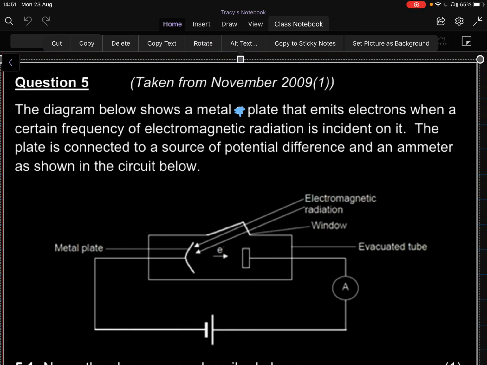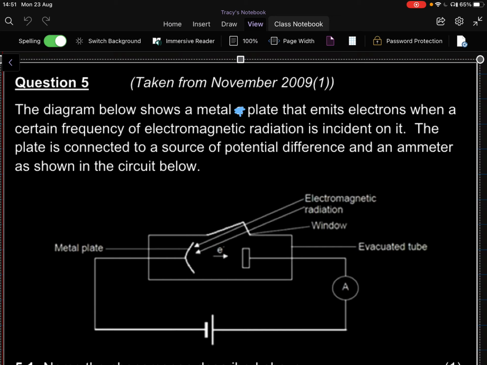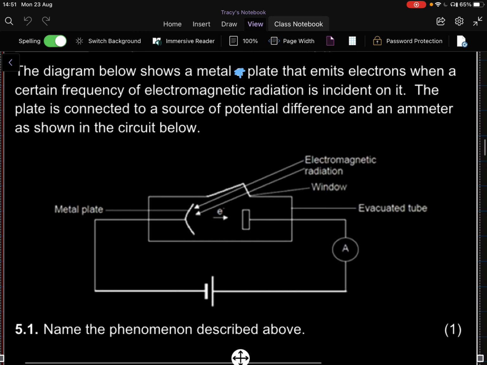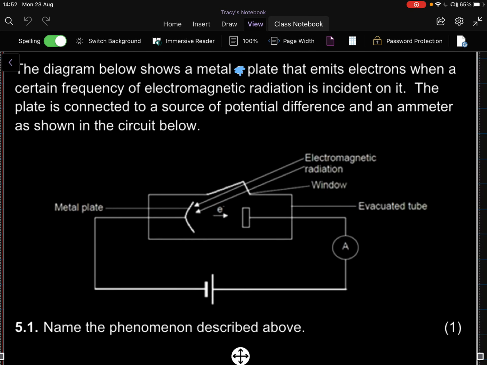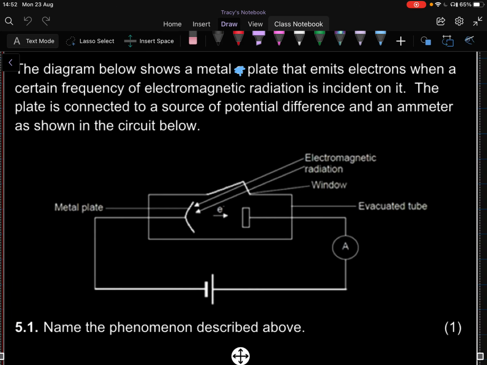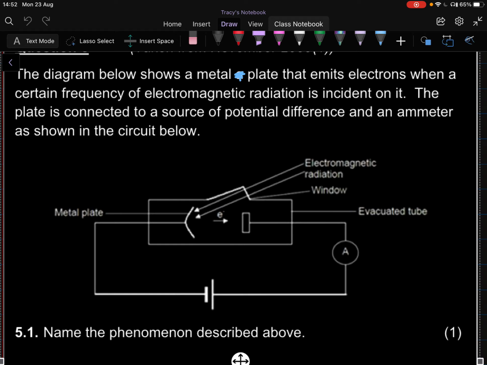Okay, this is question 5 of the photoelectric effect questions. So let's jump in. The diagram shows a metal plate, there's an A there that you can take out, that emits electrons when a certain frequency of electromagnetic radiation is incident on it. The plate is connected to a source of potential difference and an ammeter as shown. So really what we're concerned with is the current.